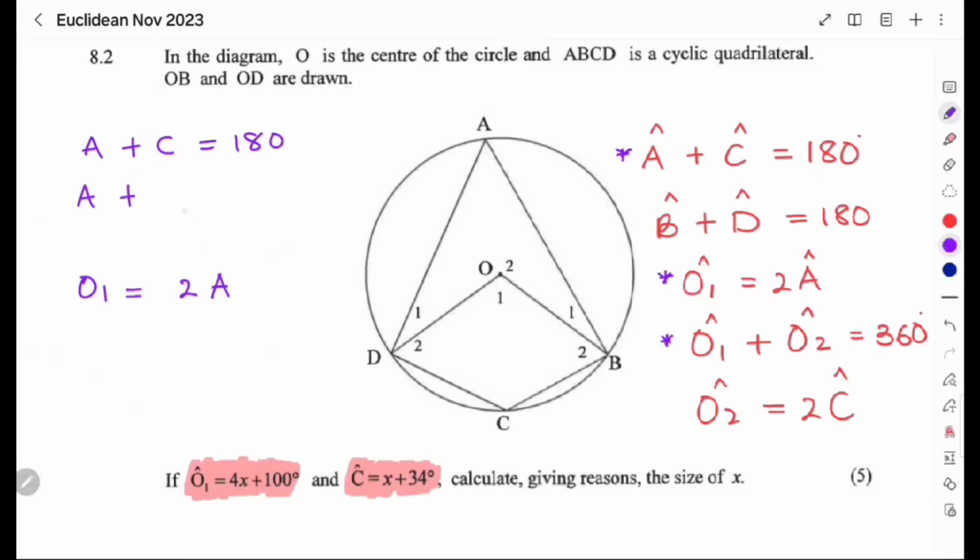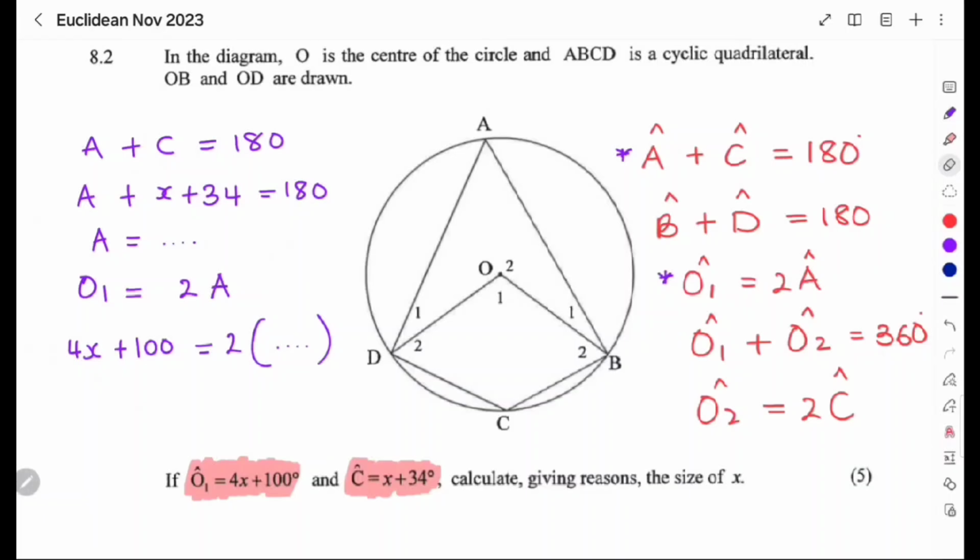So A plus C is x plus 34 equals 180. We can solve for A in terms of x. Then we know that O1 is equal to double A. So we can take the value of O1, which is 4x plus 100. We can substitute A in terms of x, and then x will be the only unknown. And then we can just solve for x from there. So that is the approach that we are going to use.